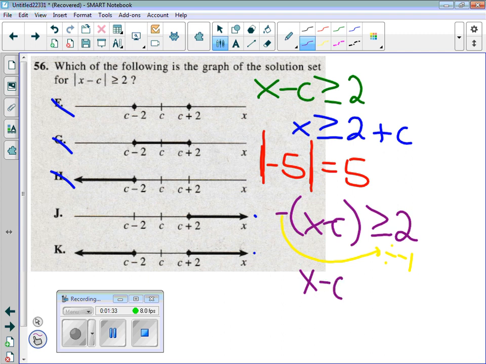But when I divide or multiply by a negative number, I have to remember that my inequality switches and goes the other way because I'm dividing by a negative number. Again, same rule applies when you multiply by a negative. Last thing to do is to add your c. So I'm going to have x is less than or equal to -2, and I add my c to be -2 plus c. Looking at my options, I need to be less than that. That is option K.